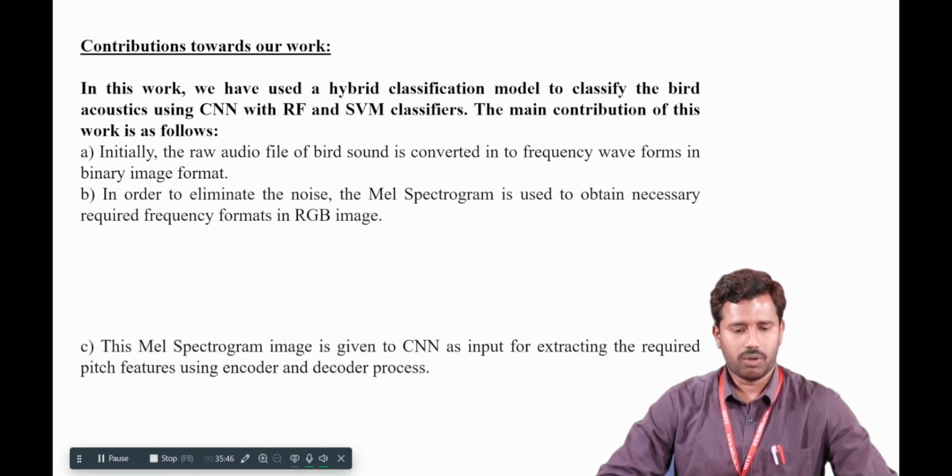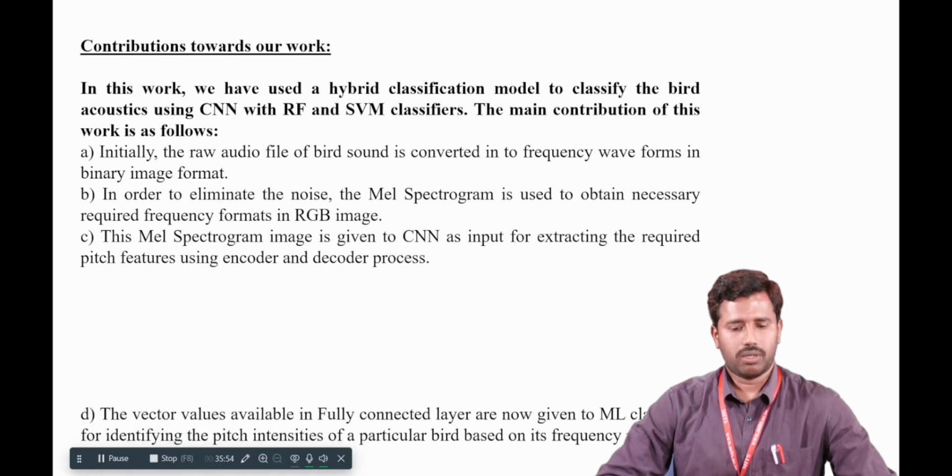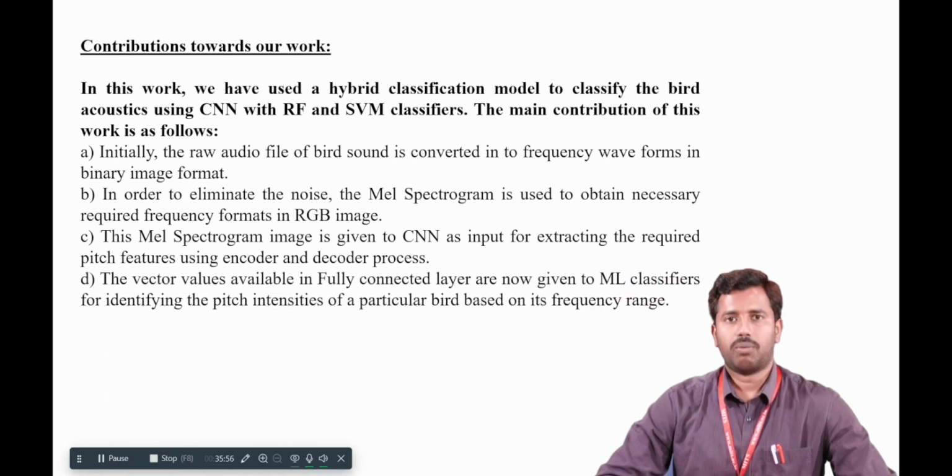In order to eliminate this noise, I am using Mel spectrums, which provide me a binary image to RGB output. This Mel spectrum image I am giving to the CNN, with the help of a U-Net model for encoder and decoder. Later, with the help of a fully connected layer, I am giving the entire information to a machine learning classifier for classifying it.